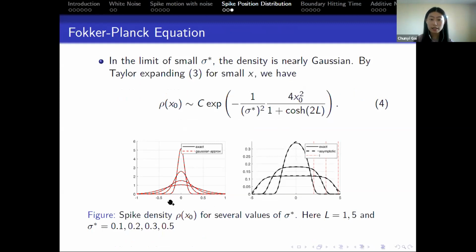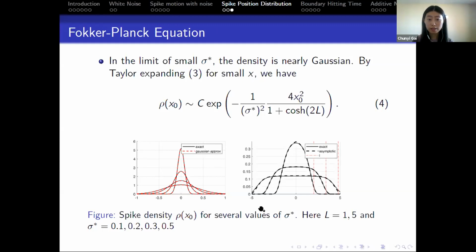On the left-hand side, we choose the domain size L to be 1, and on the right-hand side, we choose L to be 5. And for these different curves, we choose different sigma star. From top to bottom, we choose it from 0.1, 0.2 until 0.5. We also compare the exact result and this Gaussian approximation, and we can see they all have a really good agreement.